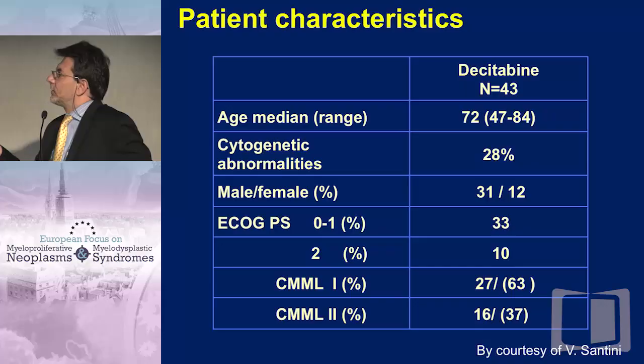When they were proliferative, they had to have two additional risk factors that are listed here. So these were the inclusion criteria in this study. And the characteristics of the 43 patients included are here. So, 72 years of median age, ranging from 47 to 84, 28% with cytogenetic abnormalities. And you can see here two-thirds of the patients were CMML1 and one-third were CMML2.